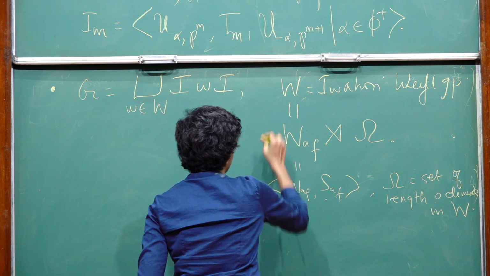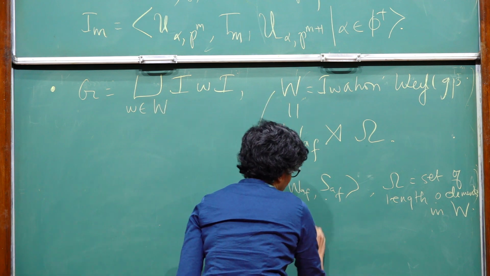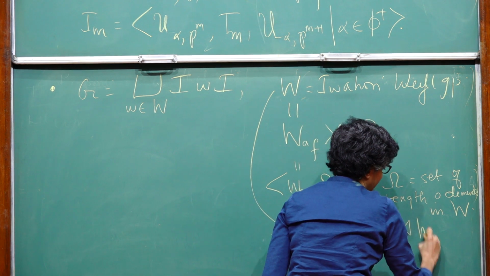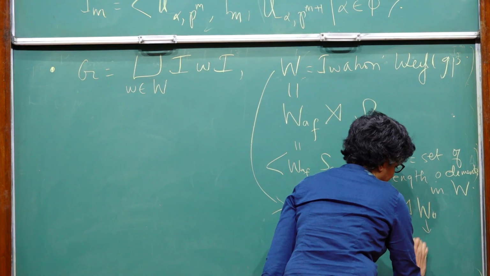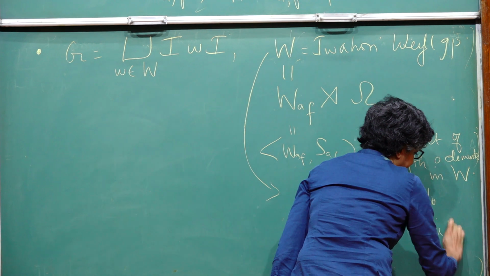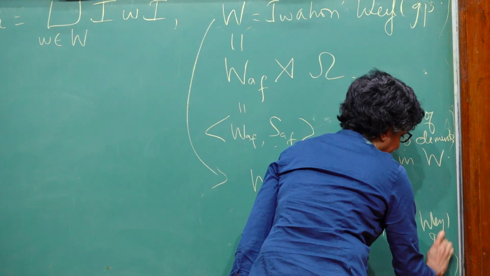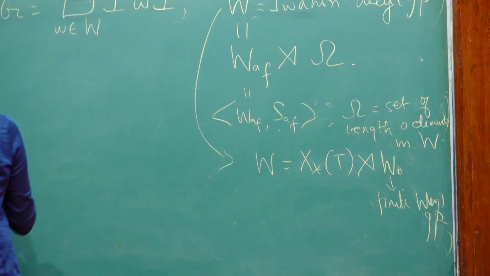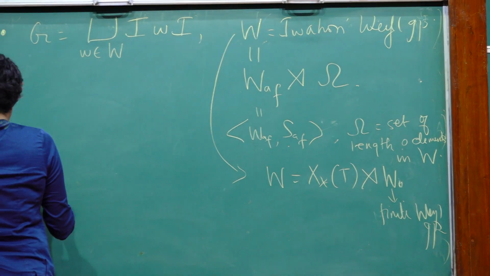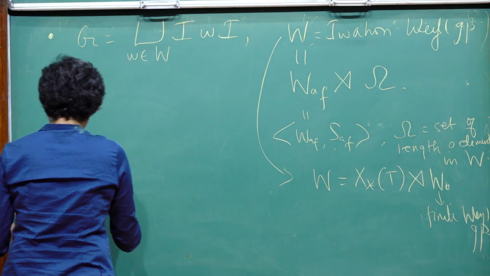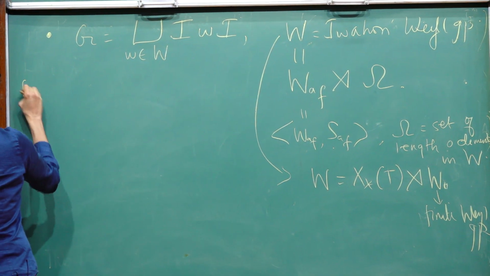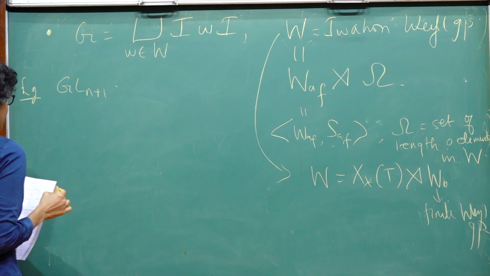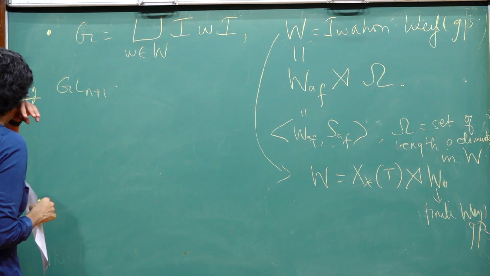And another decomposition of this is that it decomposes as X lower star of T semi-direct product with W0, where W0 is the finite Weyl group. Okay, so for example, if you want to look at GLn, I'll say what it looks like for GLn+1. This is the case that Roger Howe had looked at.